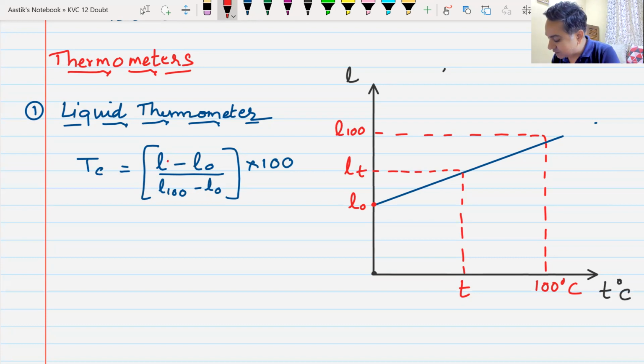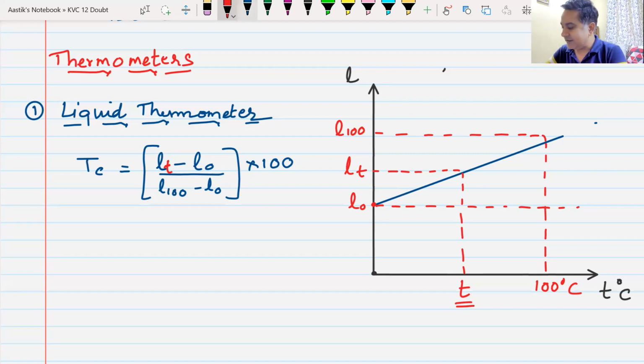I shall use the same thing. L_T is (L_T minus L_0) divided by (L_100 minus L_0). I hope you can understand this is a straight line, and you can find out the value of L_T. You can find out the value of T from L_T, L_0 and L_100. Yes or no? Yes, sir.